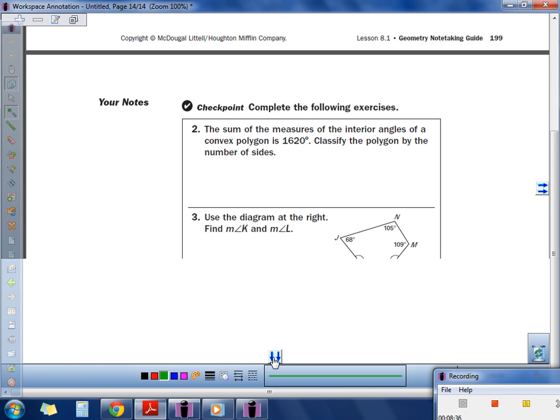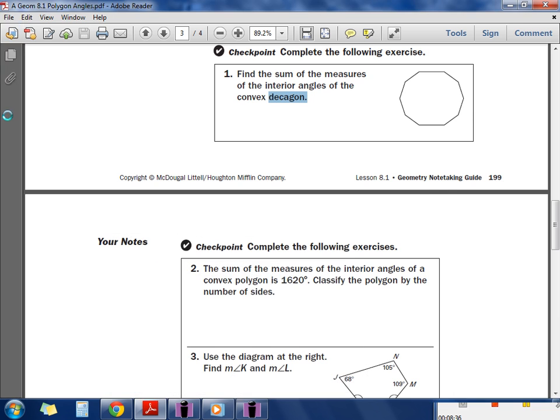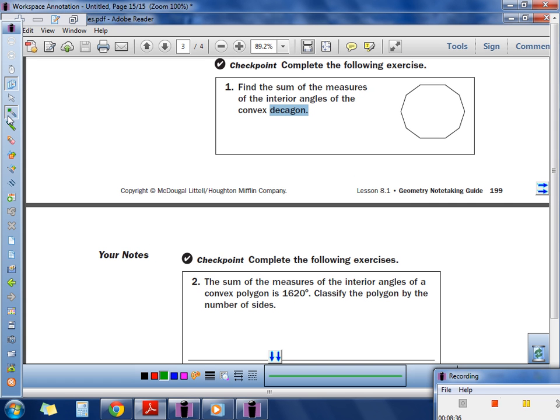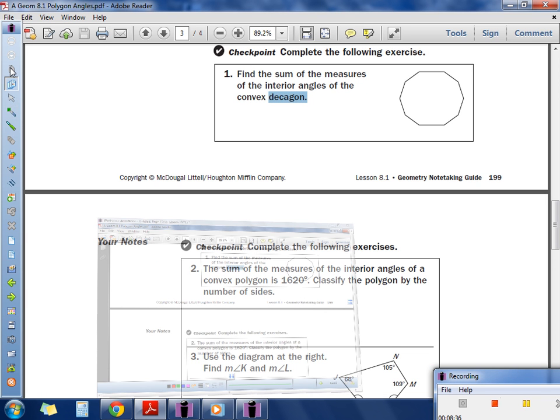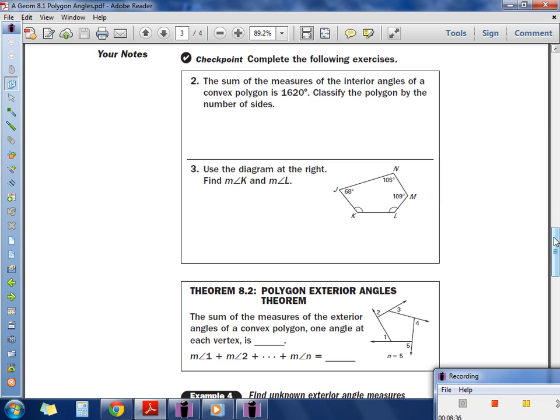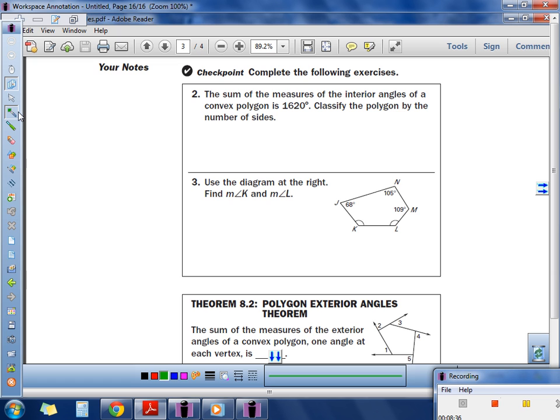Up next, we have these 2 checkpoints. Oops. Didn't like that. Let's try these. All right, there we go. So it says the sum of the measures of the interior angles is 1,620 degrees. Find the number of sides. Classify by the number of sides. What do we do in this case?